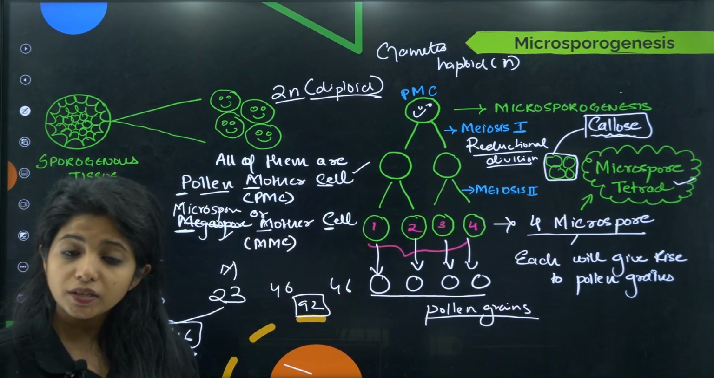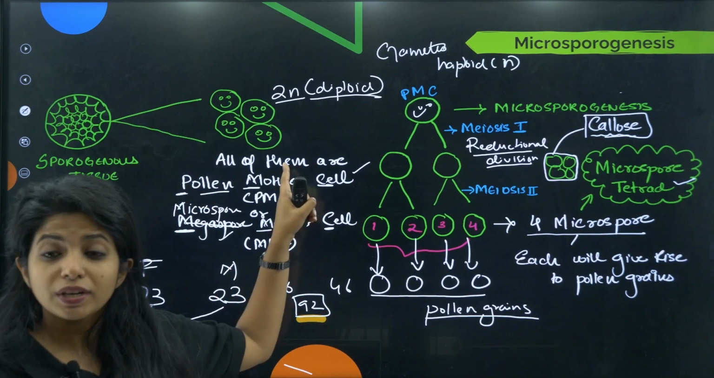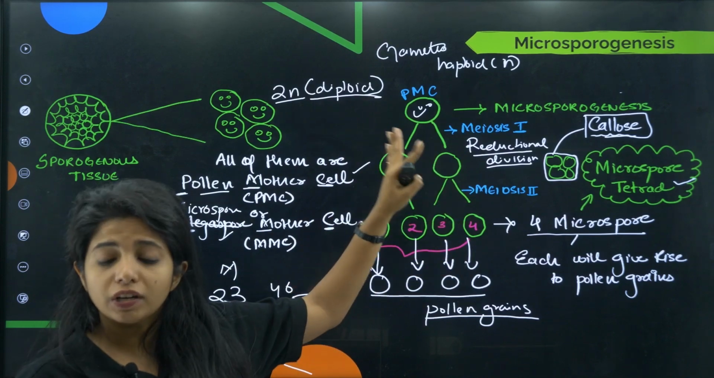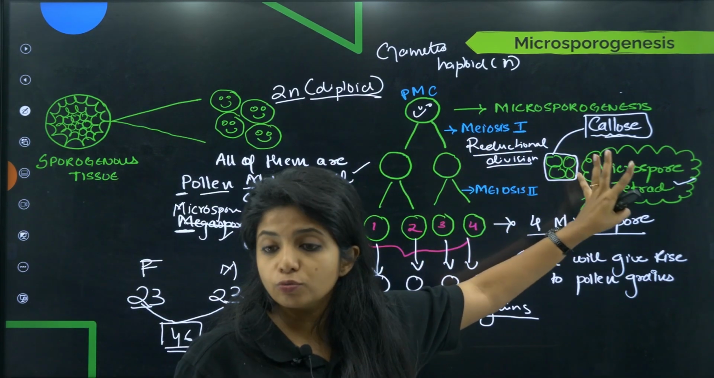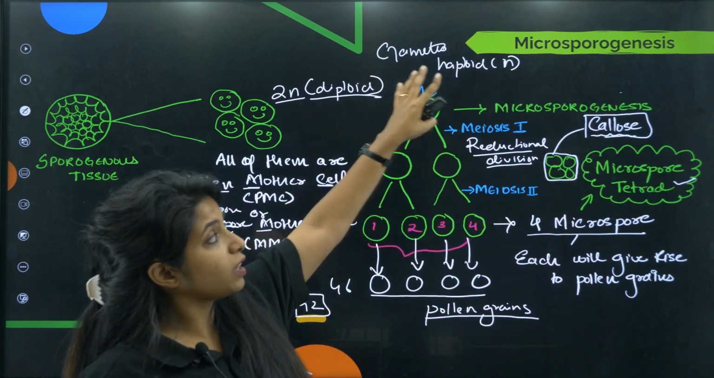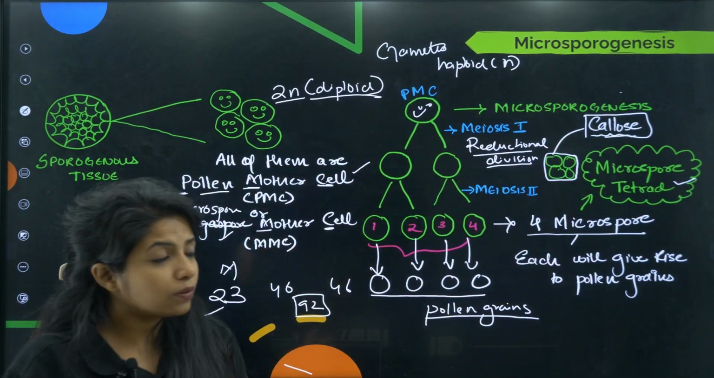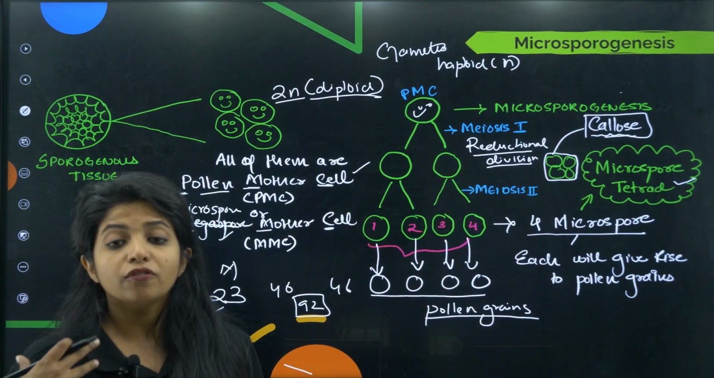Okay. So basically, who forms the pollen grains? You have sporogenous tissue. The cells of the sporogenous tissue, each of them is known as PMC or MMC. They undergo meiosis, which is reductional division. At the end, you get 4 microspores. Together, you call them a microspore tetrad, and this whole process is known as microsporogenesis. And since they are all clumped together and have a wall or layer around them, it is formed of callose.